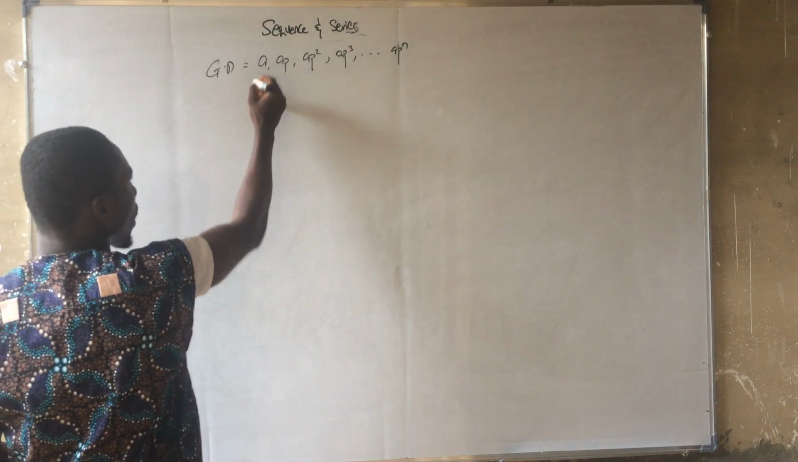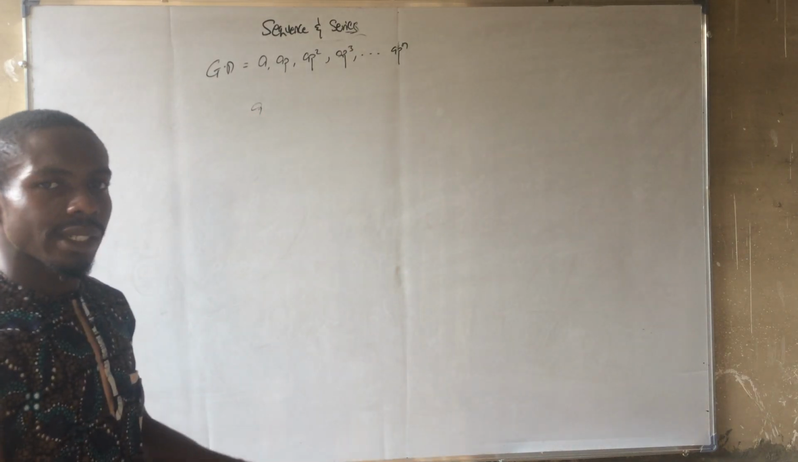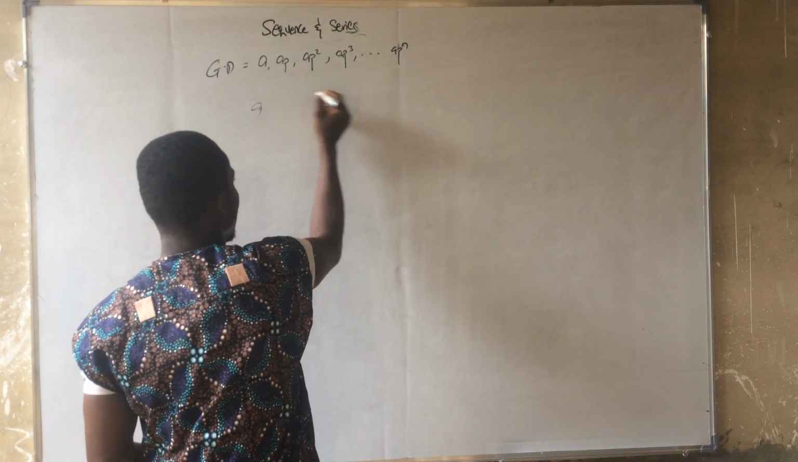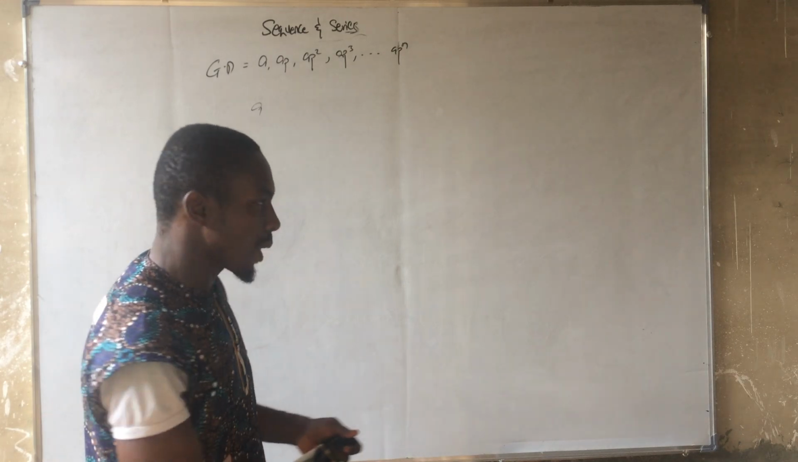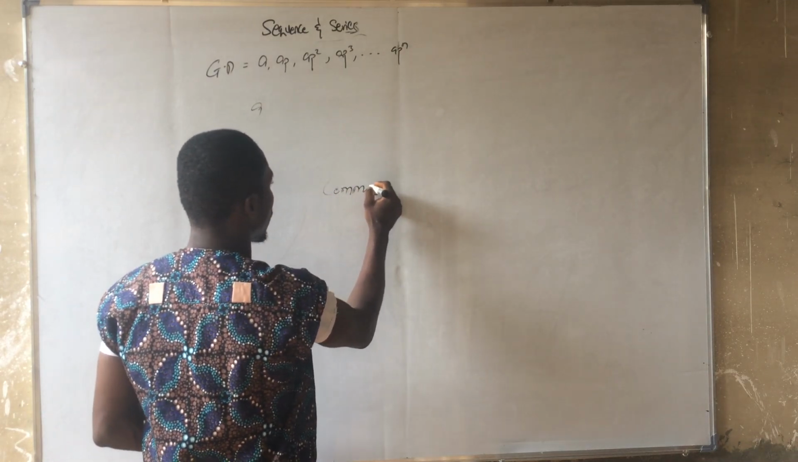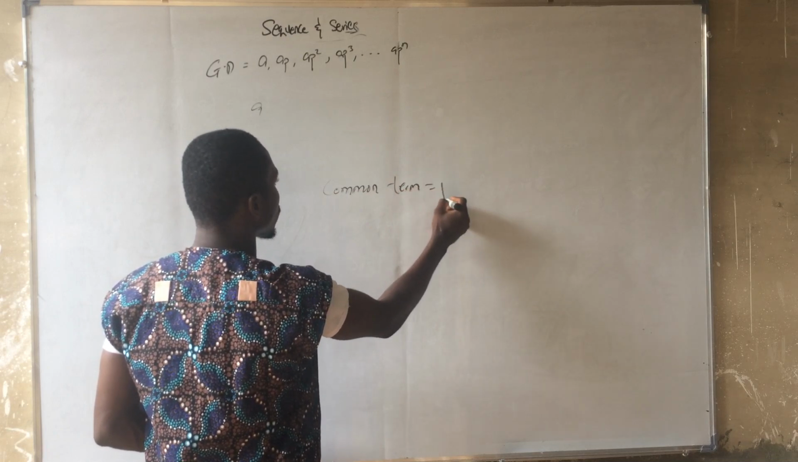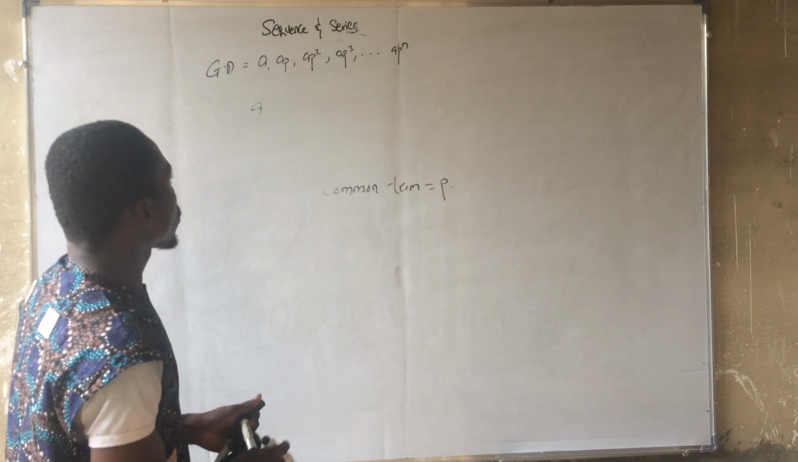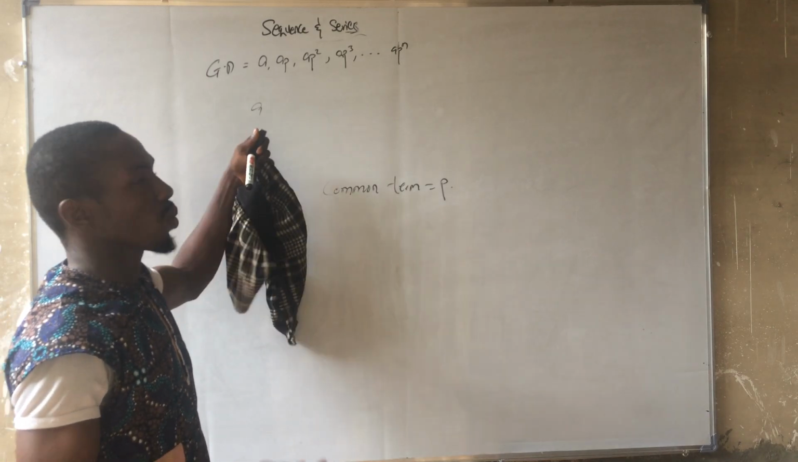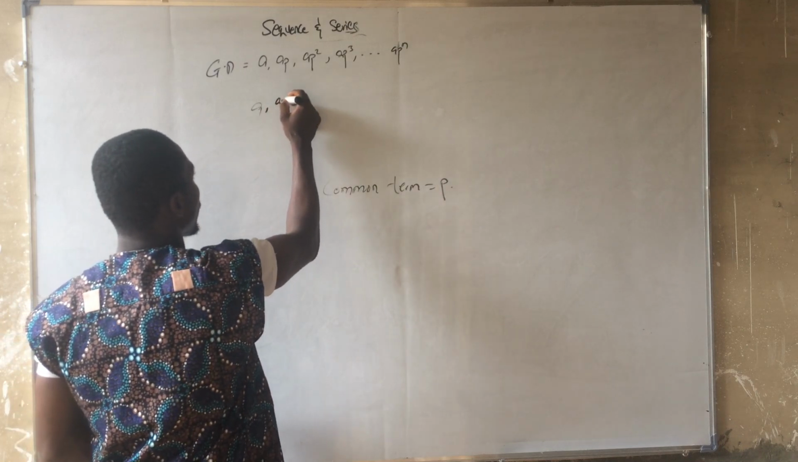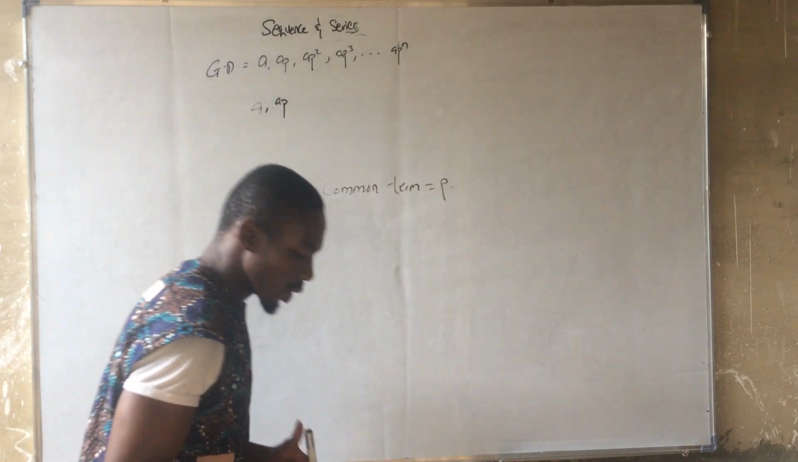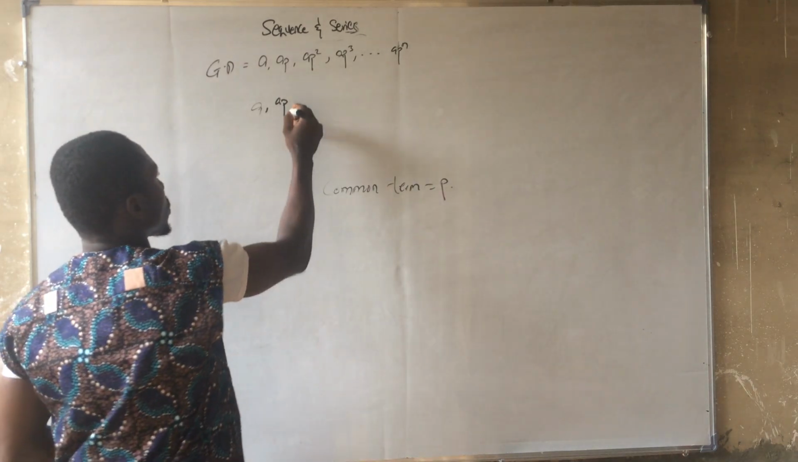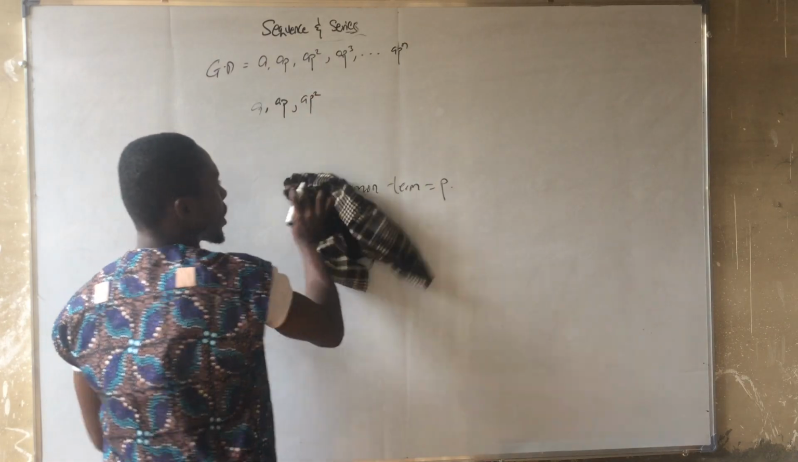For example, we have our first term to be A. For us to get the second term, we multiply the first term by a common term. Let's say that our common term is P. To get the second term of a geometric progression, we multiply the first one by the common term P to get AP. And to get the third term, we multiply the second term by the common term P to get AP squared. And that is how it goes.